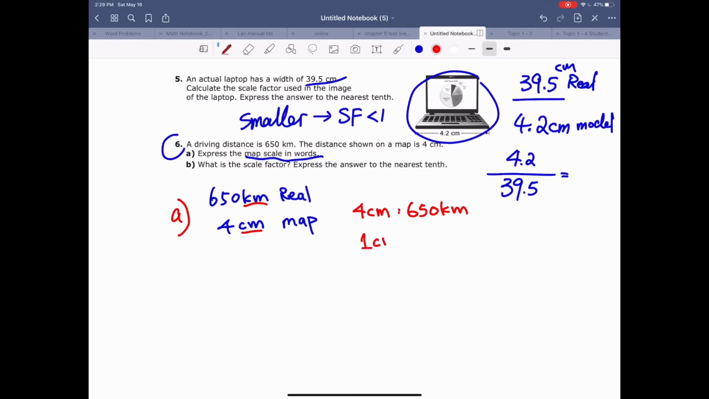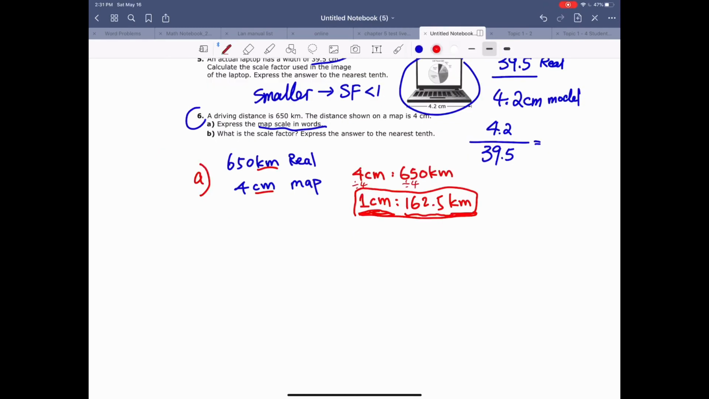And then let's try to reduce it a little bit. Let's use 1 centimeter, because we divide by 4 here. Divided by 4, divided by 4. Then 1 centimeter equals, I have to use a calculator to do that. 650 divided by 4 gives you 162.5 km. So that's the scale you can use. We can just say in words: for every 1 centimeter on the map, it represents 162.5 kilometers.